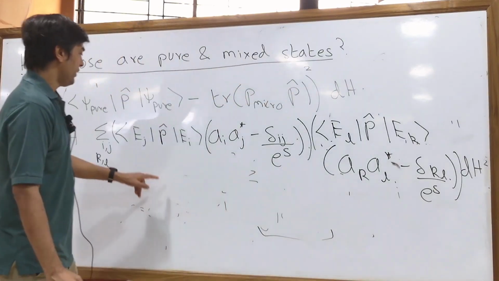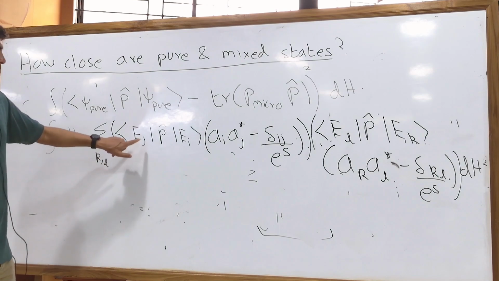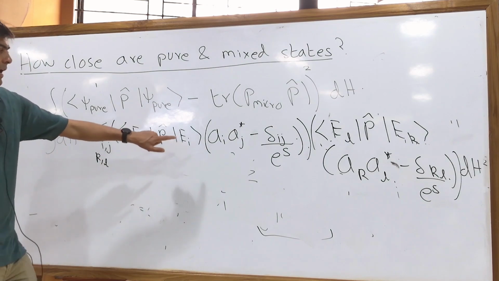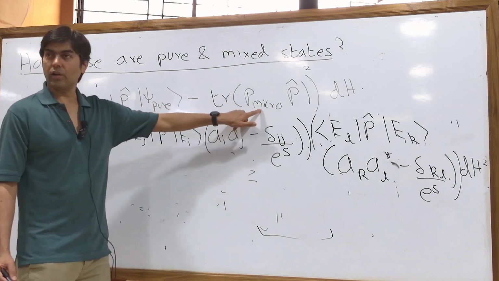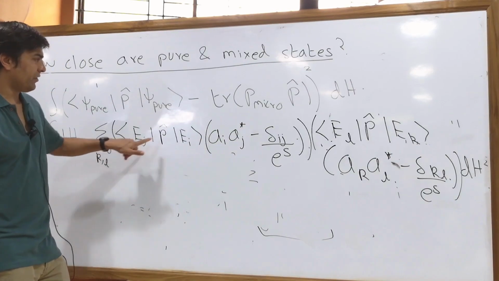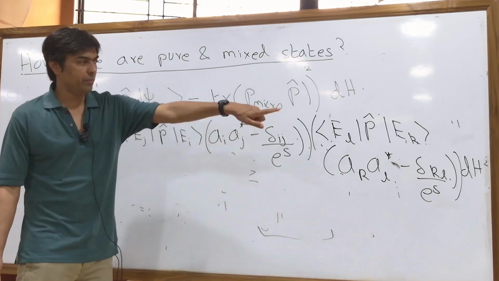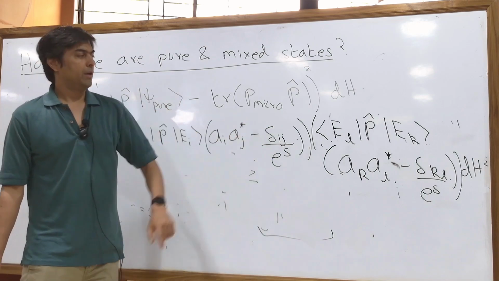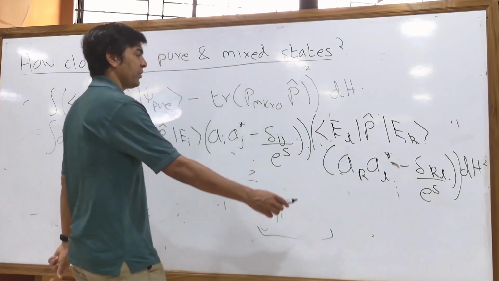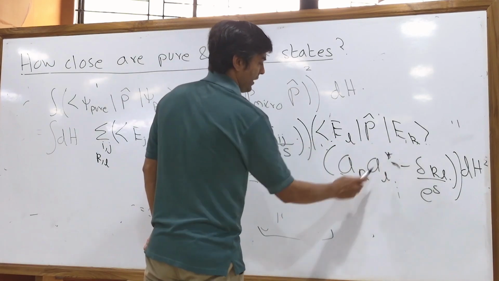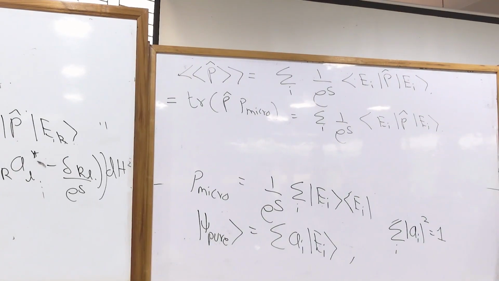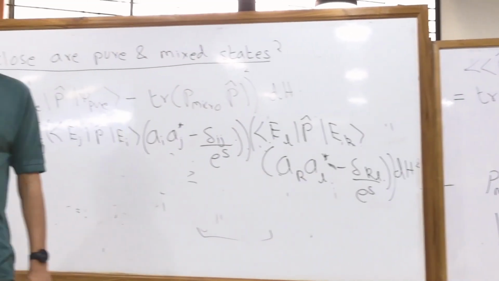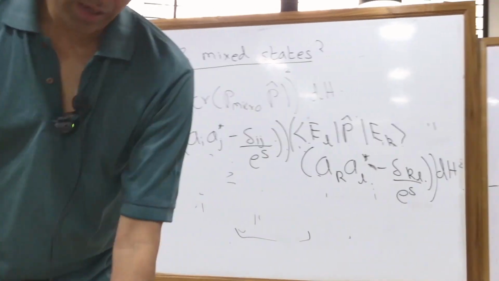Notice this bracket gave you the expectation value of E_J P hat A_I into A_I A_J star. That came from here. And then there was this microcanonical ensemble, but that's just this expectation value with the delta_ij by e to the S. You see, because that comes from there. Similarly for here, except I'm using different dummy variables, I have E_L P hat A_K and then A_K A_L star minus delta_KL by e to the S. Is this clear? Okay, good.